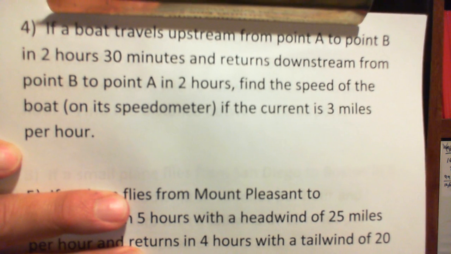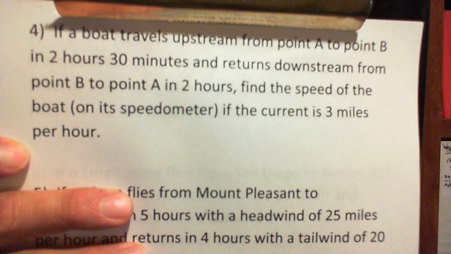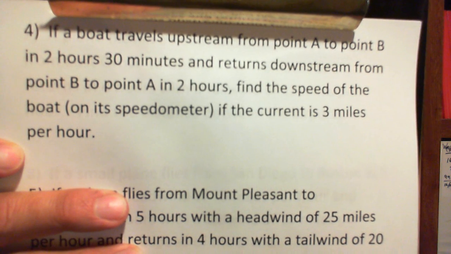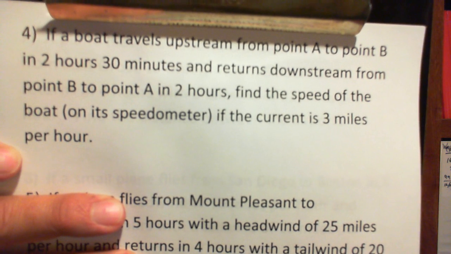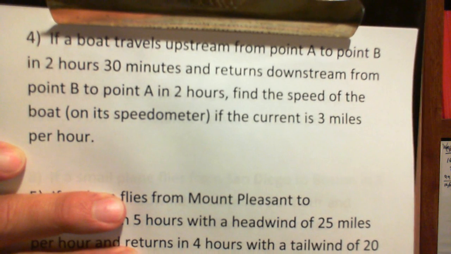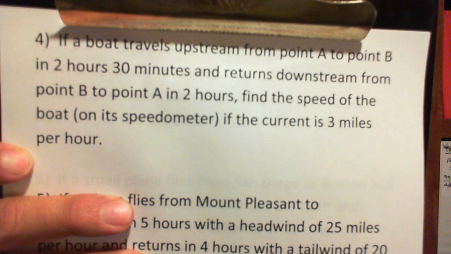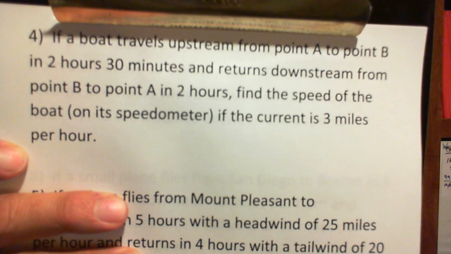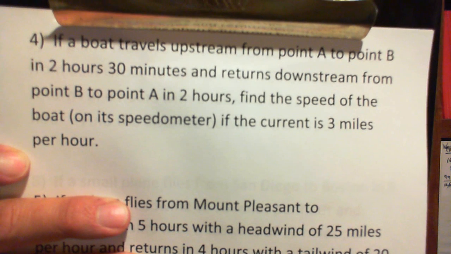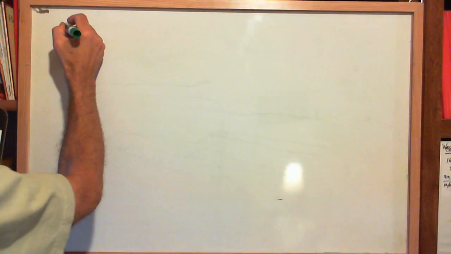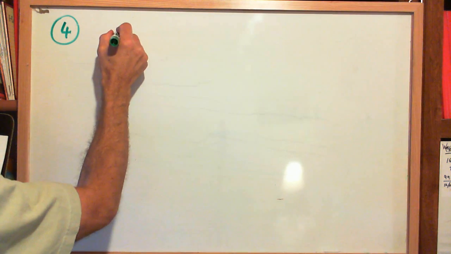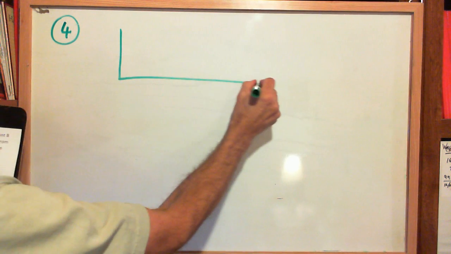So we know the current. They're asking us to find the speed of the boat in relation to the water. Okay? We know we're going upstream and downstream. Okay? So obviously downstream it's going to take 2 hours. Upstream it takes 2 hours and 30 minutes. Okay. So this is number 4. We're gonna draw it out again, our little box.